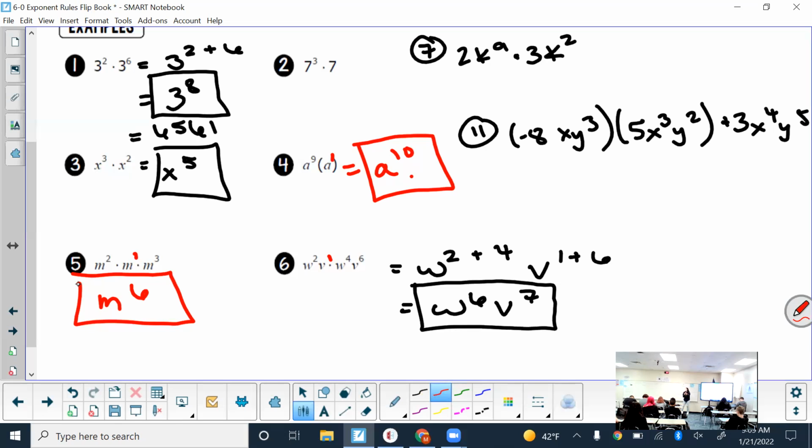Good? All right, and then I just want to remind you, coefficients, the numbers that are in front, like the 2 and the 3 in number 7. So look at number 7. You always treat those like normal. If the terms are being multiplied together, you multiply the coefficients together. So 2 times 3 is 6. It's only the variables that you use the product rule on. So k to the 9th times k to the 2nd gives me k to the 11th. All right, not k to the 18th. Don't multiply them. Add them according to the rule.